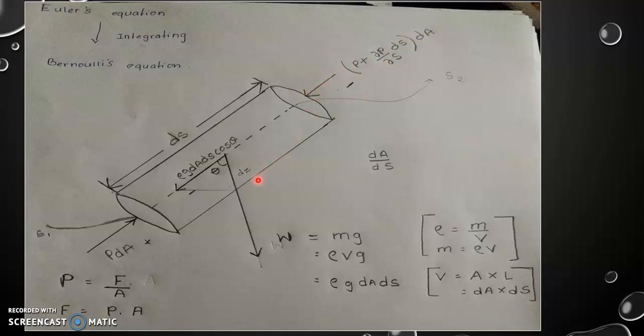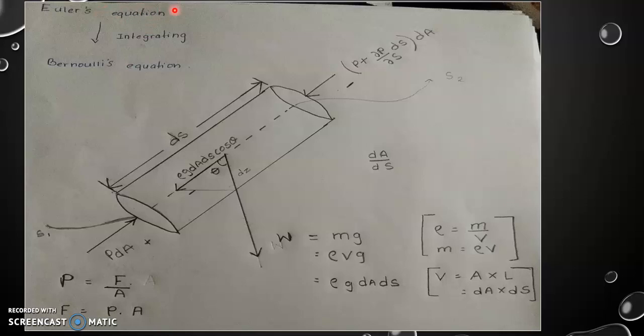Now, the third force is due to gravity. As you can see here, the weight is acting downward. What is weight? Weight is equal to mass times gravity. And we know that density is equal to mass per unit volume, so mass can also be written as rho V. So we have written rho V in place of mass, and g as it is. But we also know that volume is equal to area times length, so area dA and length ds. So finally the value of the weight force is rho g dA ds.